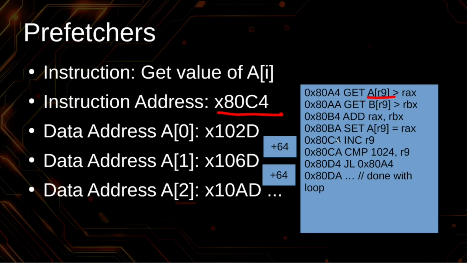Oh, I've got a mistake in there. 80C4. That's a mistake. That should be A. Yes, that happened at 80A4. Yes, right here. It's telling it what instruction it happened at. And then the next time it comes around, when we ask for A, and then the next time we get to that same line, it's asking for 160.